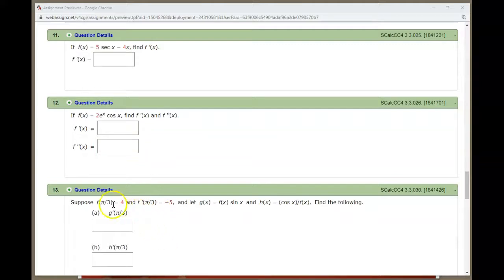On 13, they're giving you what the f's and the f primes, g and g primes are at particular places. And they want the h of x to be cosine over f of x. G of x is f of x over sine x. So f of x here, they're telling you what f and f prime are. And then they're using it in these other formulas. So just very carefully put the information you have into the formulas.